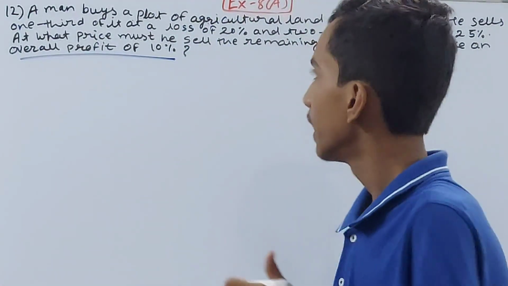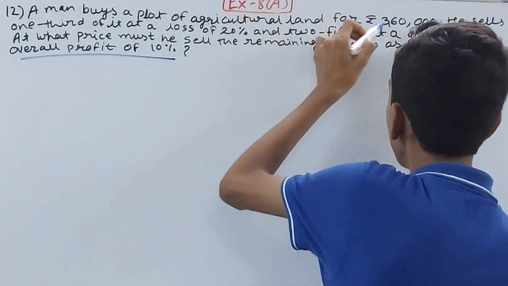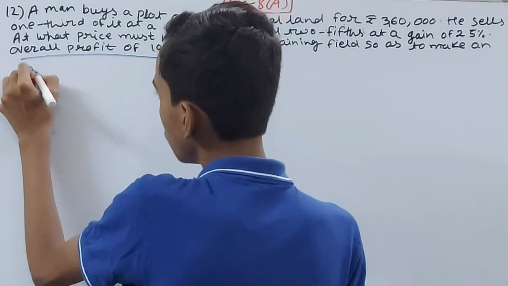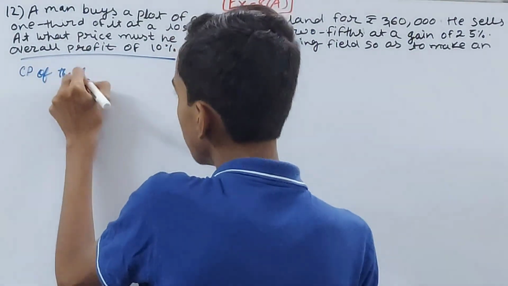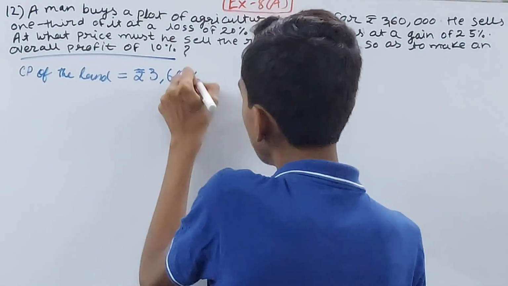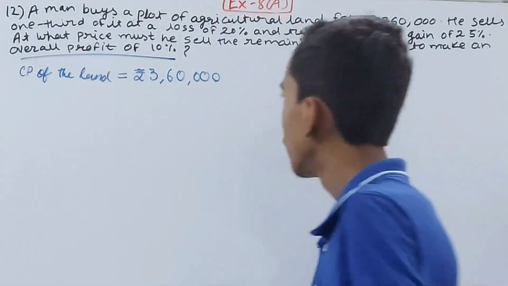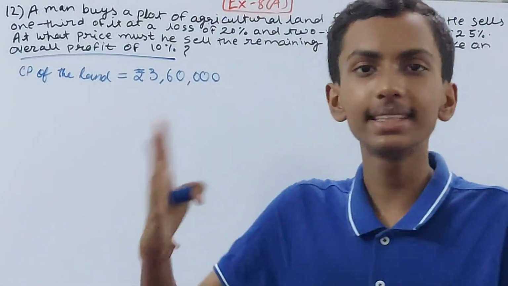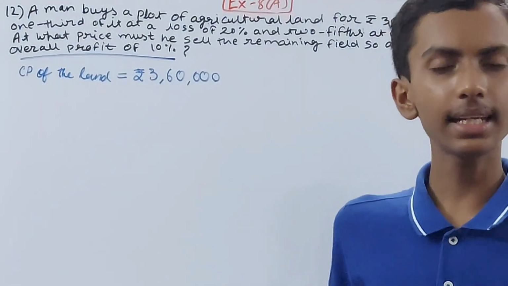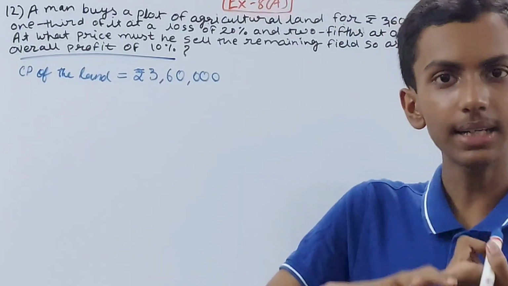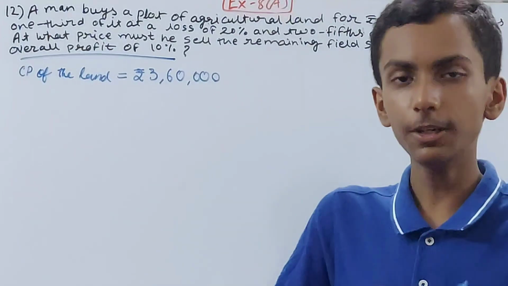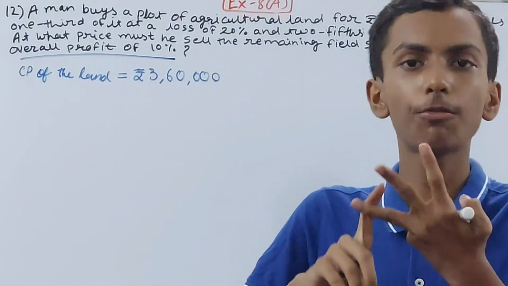Keep this in mind. Look, it says a man buys a plot of agricultural land for rupees 3,60,000. So from here we can take out the cost price of the land to be rupees 3,60,000. Now he also is going to sell this land, right? This same land he will sell, but here he is selling it in three parts. First part consists of one third of the land. The second part consists of the 2/5 of the land, and third part consists of the rest.